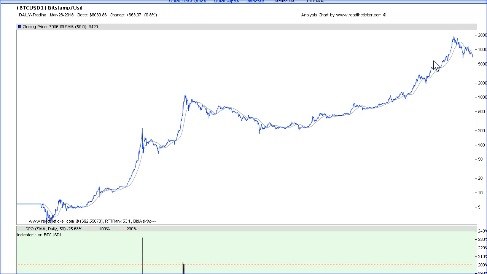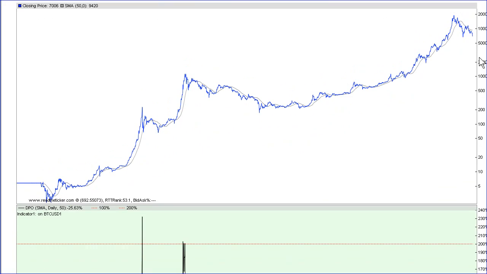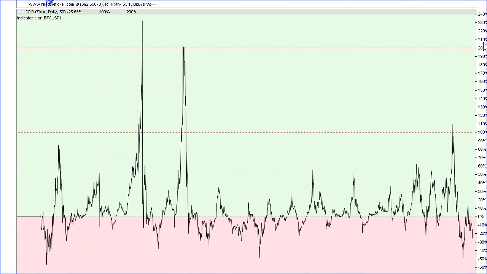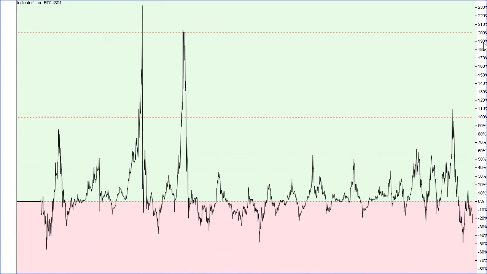Well, we're going to use a bit of cycle analysis to do this. So let's show you how you do it. First of all, we've got the log chart of Bitcoin with a 50 period simple moving average. What I'm going to do is measure price from the moving average. So I'm going to take the blue line and subtract it from the grey line, and that'll give us our detrending price oscillator.